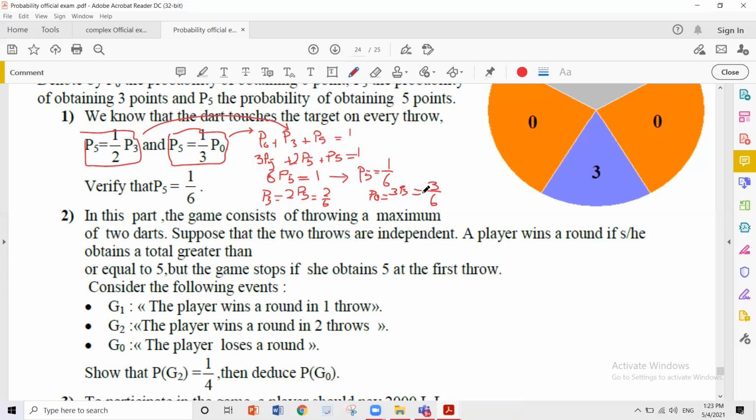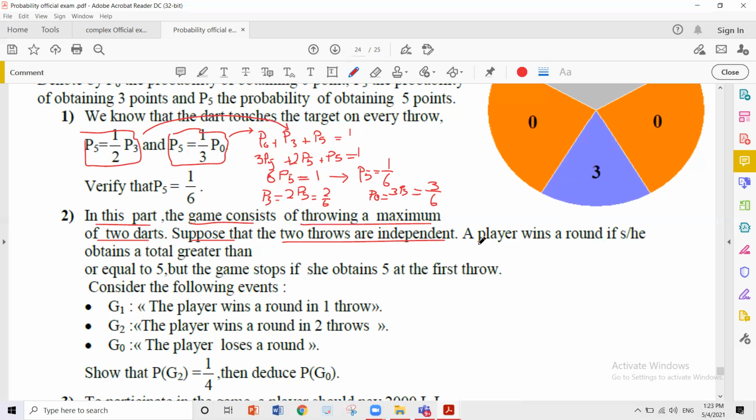طيب. Part 2. In this part, the game consists of throwing a maximum of 2 darts. Maximum of 2 darts. Suppose that the 2 throws are independent.